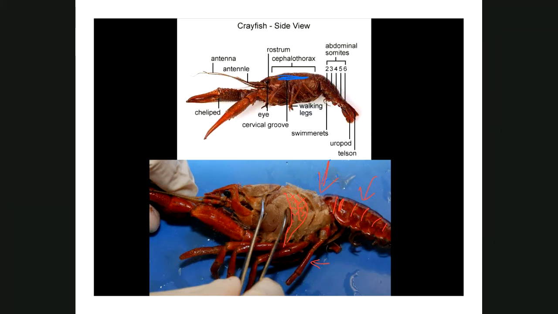Right. The last thing, so you have the abdomen here, and this section here is a combination of the head and the thorax, which we call the cephalothorax. So make sure you know that one. Cephalothorax.